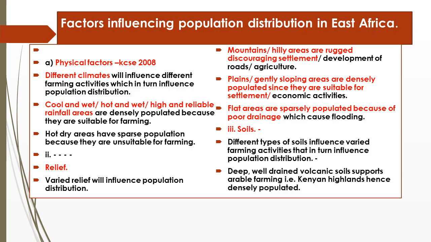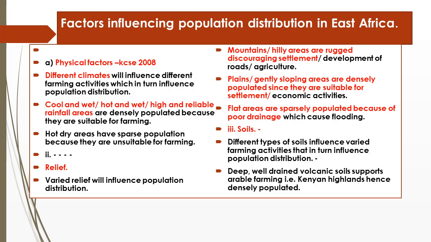Another factor is relief. Relief mostly is going to influence a lot on population. For example, if the area is rugged and mountainous, it discourages establishment of settlement. It also discourages agriculture. It makes it difficult and expensive to construct roads. That means the area doesn't attract a lot of population, so it is sparsely settled.